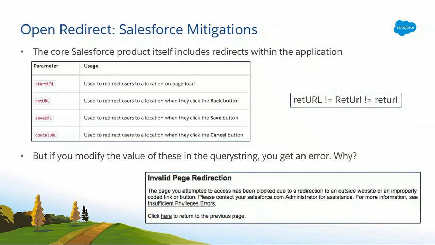But it's great to note that retURL with different casings are not equal, okay? And so if you set something to a differently cased retURL and then try and redirect a user to that, the platform is not going to detect that for you and protect your users, okay?